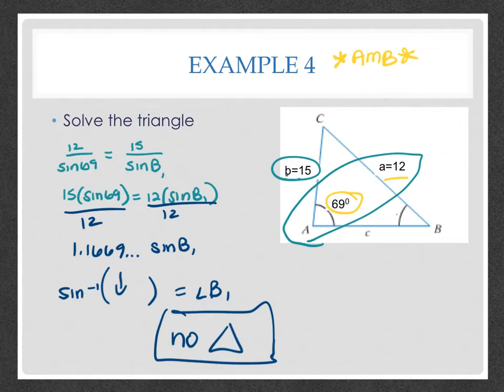Questions? Wait, so how do you know it's not a triangle? When you go to find the angle, you'll get an error because you're going to try to find the sine -1 of something that's bigger than 1. And you can't have sine be bigger than 1. That means that the hypotenuse is smaller than the adjacent or the opposite side, right?